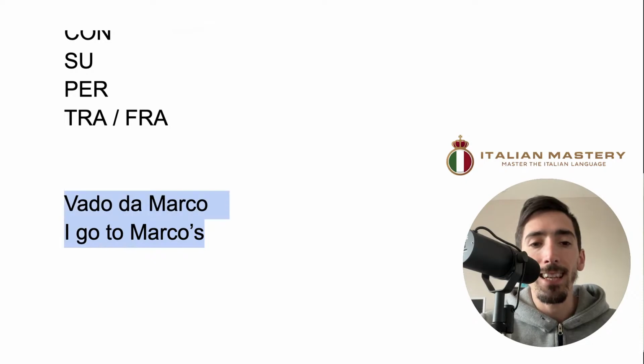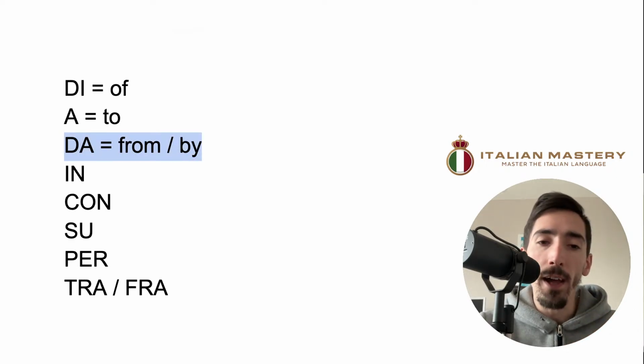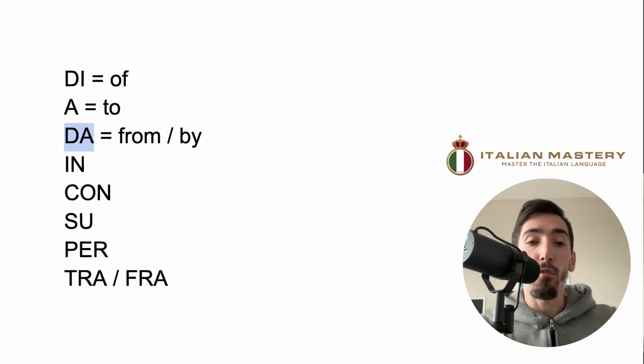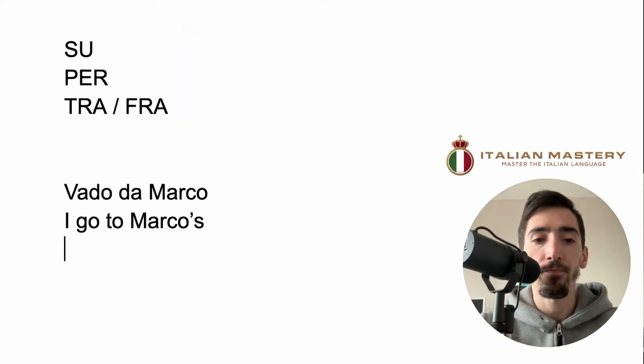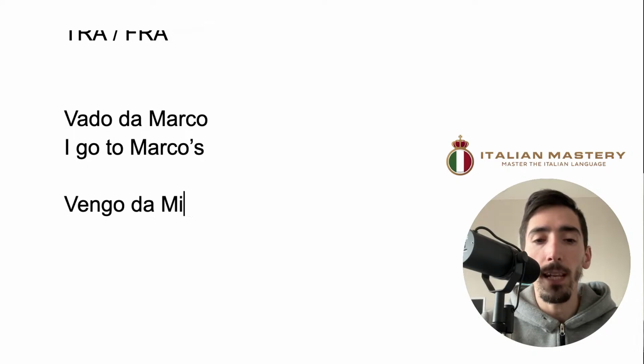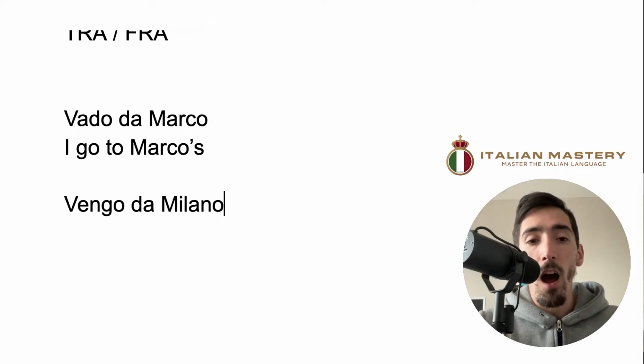But this is not congruent with this translation. Why? Well, say out of 100 cases, in 99 of them, da means "from." So, "Vengo da Milano." This means I come from Milano.